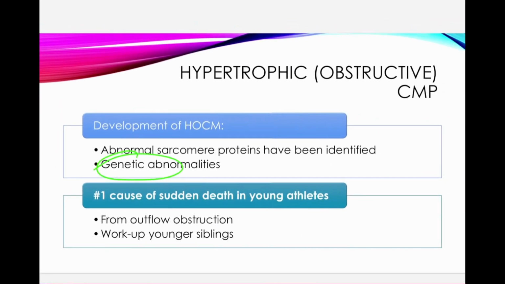Genetic issues usually are what's causing these HOCMs to happen. This is the thing that causes death in these young athletes. You see them passed out on the floor. This is what it is, hypertrophic cardiomyopathy.